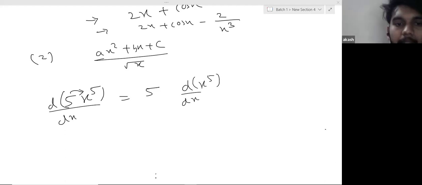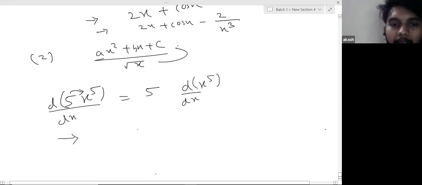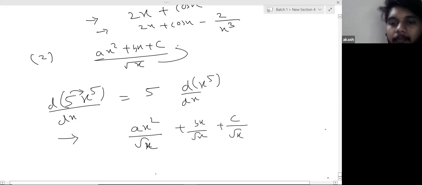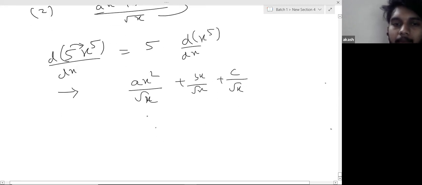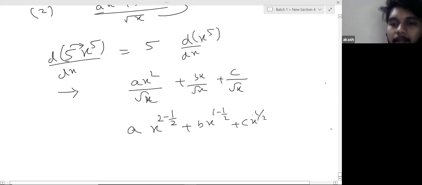So what you can do here is just separate this, break it into 3 parts. I can write this as ax square upon under root x plus bx upon under root x plus c upon under root x. So this is a x raised to the power 2 minus 1 upon 2, plus b x raised to the power 1 minus 1 upon 2, plus c x raised to the power minus 1 by 2. So this is a x raised to the power 3 by 2 plus b x raised to the power 1 by 2 plus c x raised to the power minus 1 by 2.